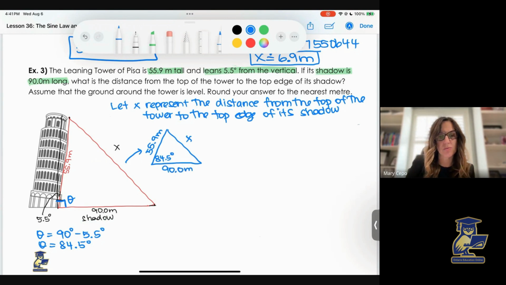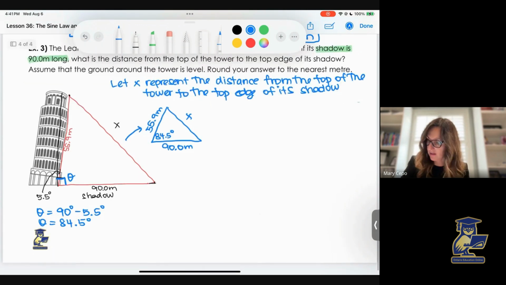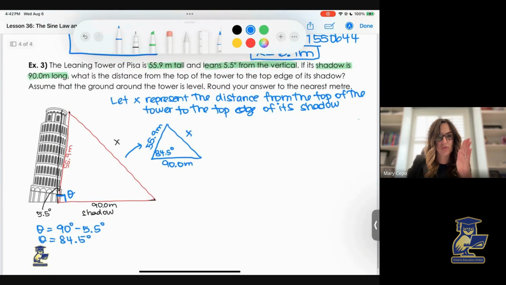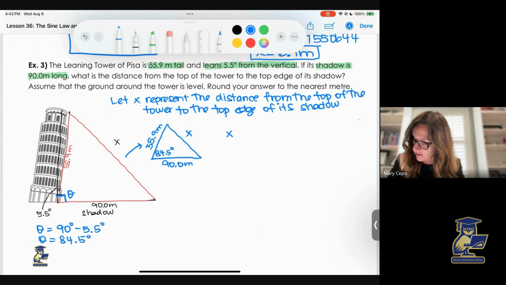So looking at the information provided, we have two sides and the contained angle. So we know the two sides, 55.9 the tower and 90 the shadow, and they have the angle between. So this is where we can use the cosine law. X is what we're trying to figure out. So we're going to say x squared is equal to 55.9 squared plus 90 squared minus 2 times 55.9 times 90.0 times the cosine of the angle 84.5 degrees.